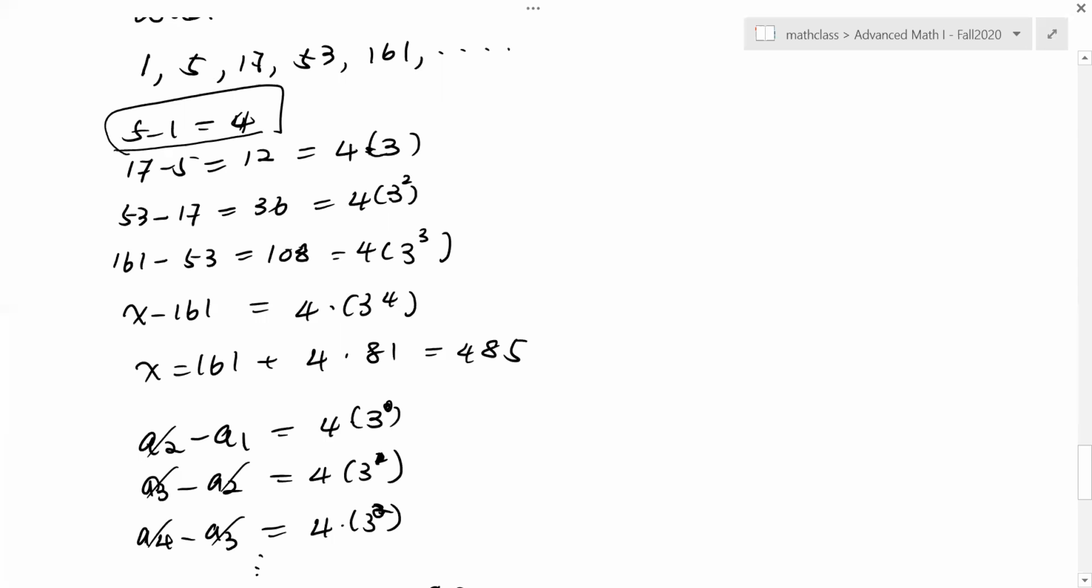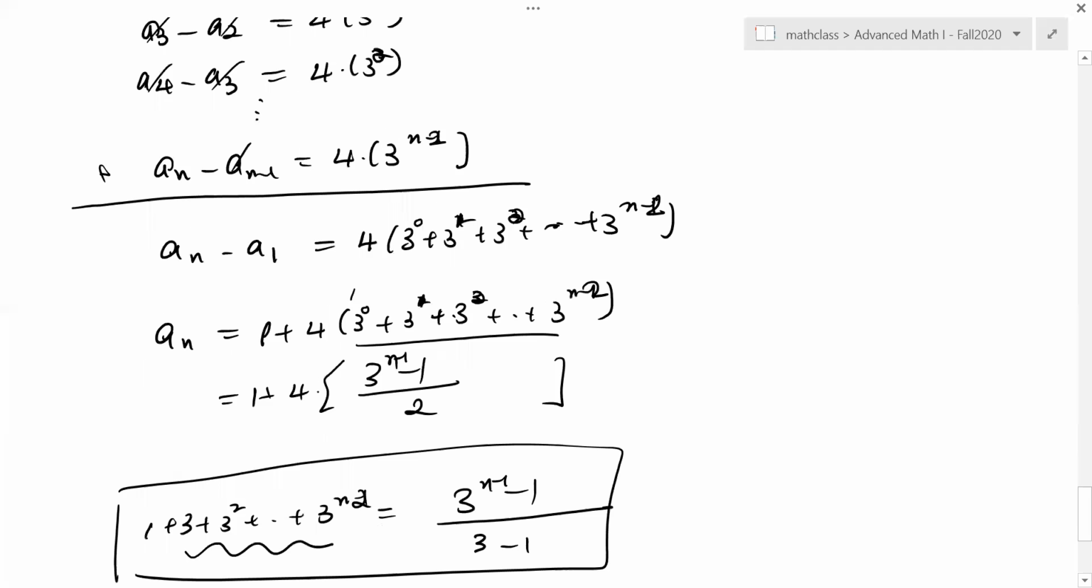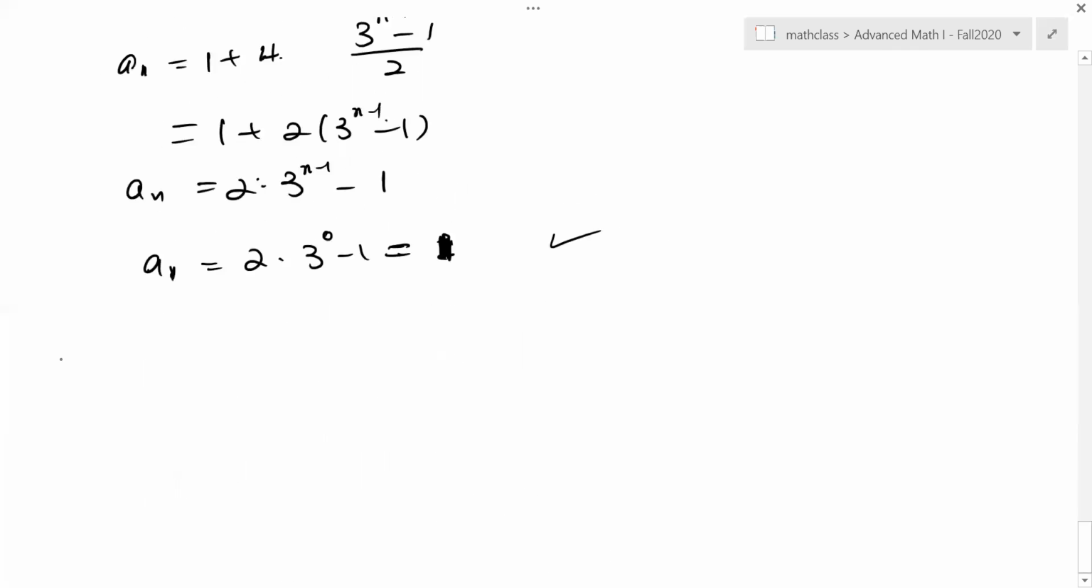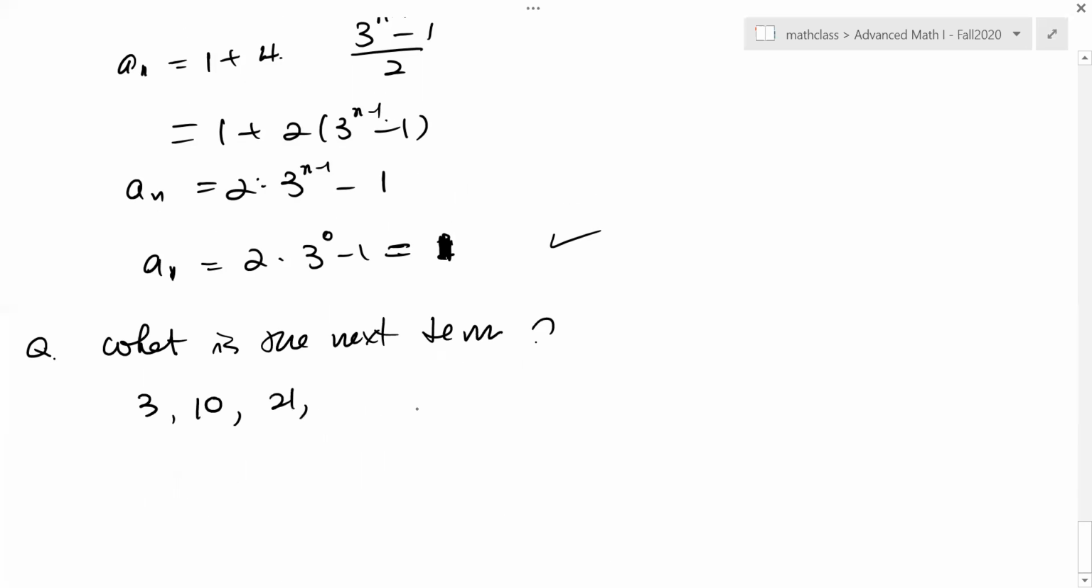Okay, so let's take a look at the next one. The next problem is: what is the next term in the sequence? I probably don't want to find the general term here. What is the next term? 3, 10, 21, 36, 55.